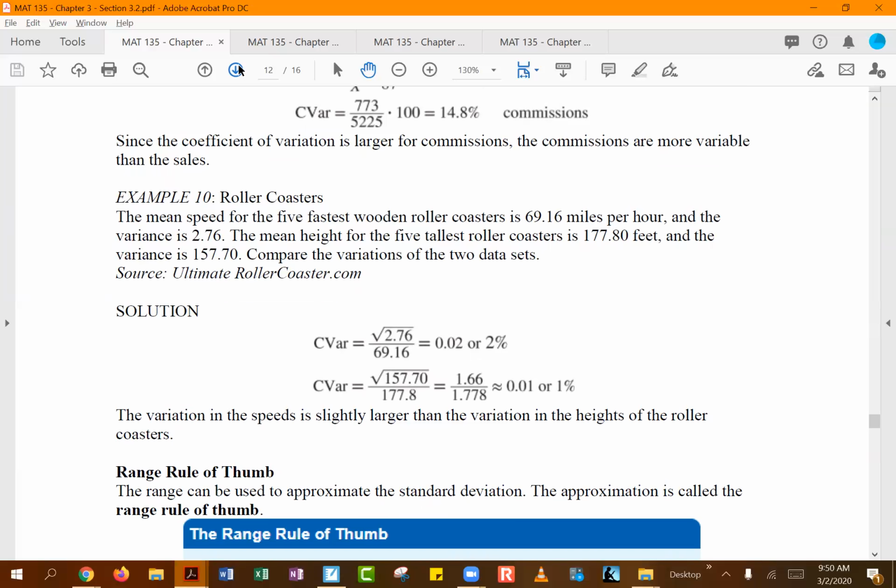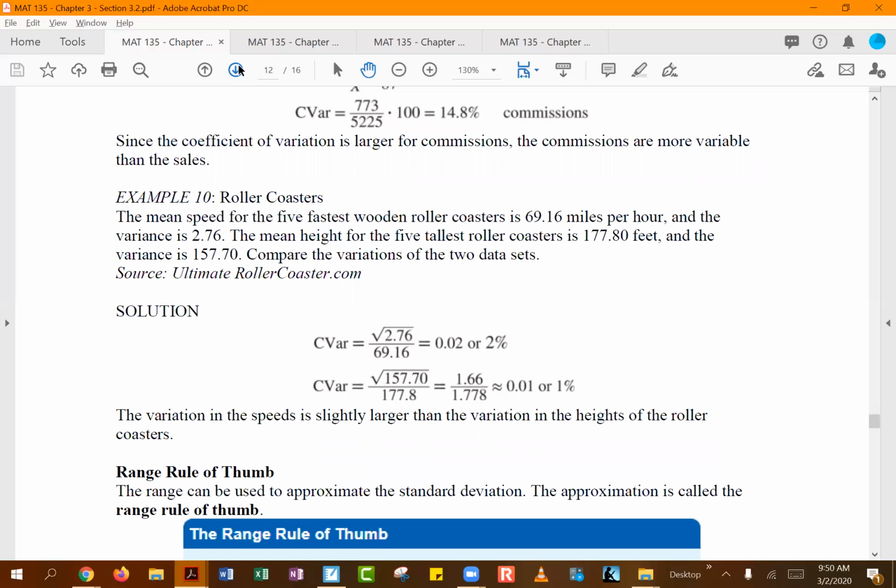Okay, here we're talking about roller coasters. The mean speed for the 5 fastest wooden roller coasters is 69.16 miles per hour. And they're actually giving us variance this time. Variance is 2.76. The mean height, so you're comparing speed and height, right? The mean height for the 5 tallest roller coasters is 177.80 feet. And your variance for those is 157.70, and they're again asking us to compare the two data sets.